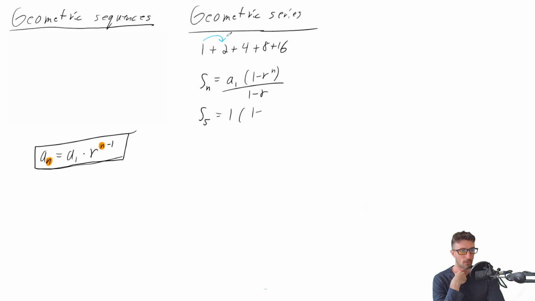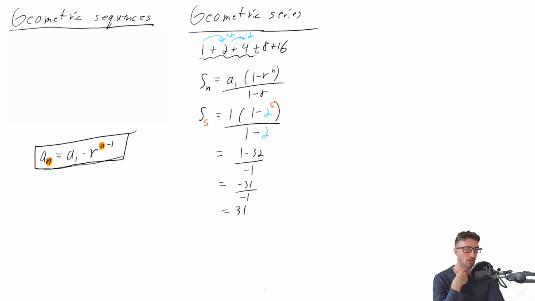In this case, the r is 2. And then it's got to be raised to whatever n is. So in this case, I'm letting n be 5. And then I've got to put it over 1 minus 2. And let's see what that comes out to. It's going to be 1 minus 2 to the 5th, which is 32, over 1 minus 2, which is negative 1. So you get negative 31 over negative 1, which is 31.